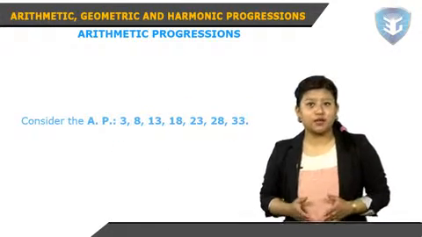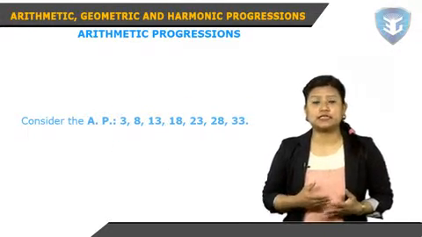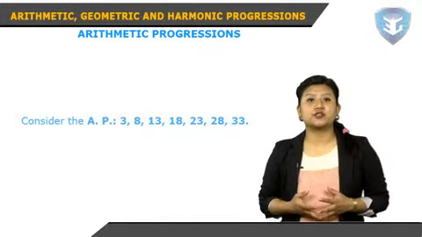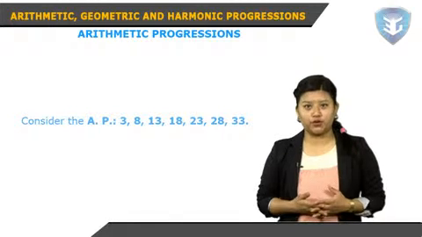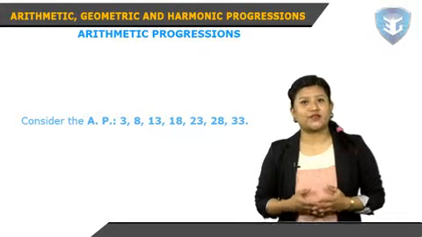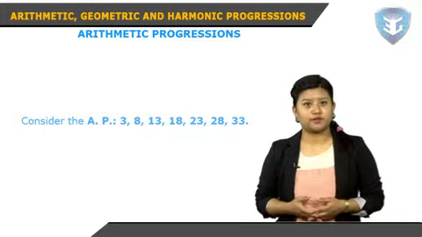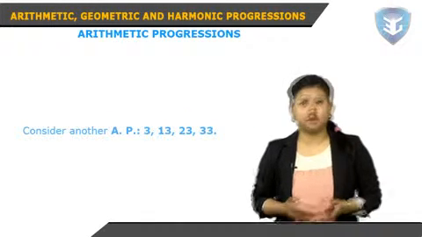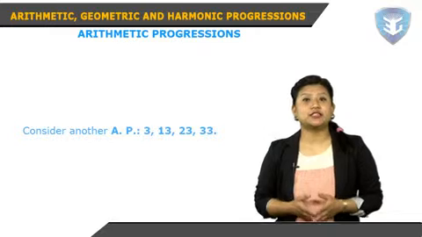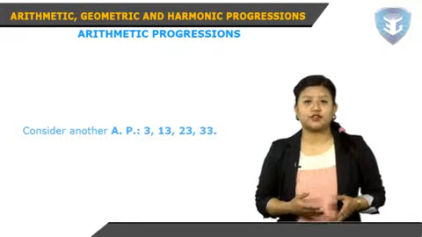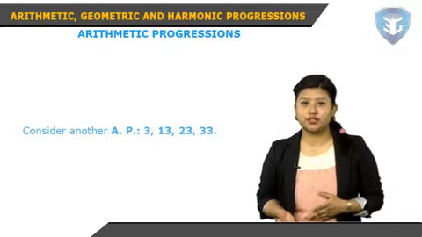Consider the AP, which is 3, 8, 13, 18, 23, 28 and 33. There are 5 terms between the first term 3 and the last term 33. Those terms are called arithmetic means between 3 and 33. Consider another AP, 3, 13, 23, 33. In this case, there are two arithmetic means, 13 and 23, between 3 and 33.